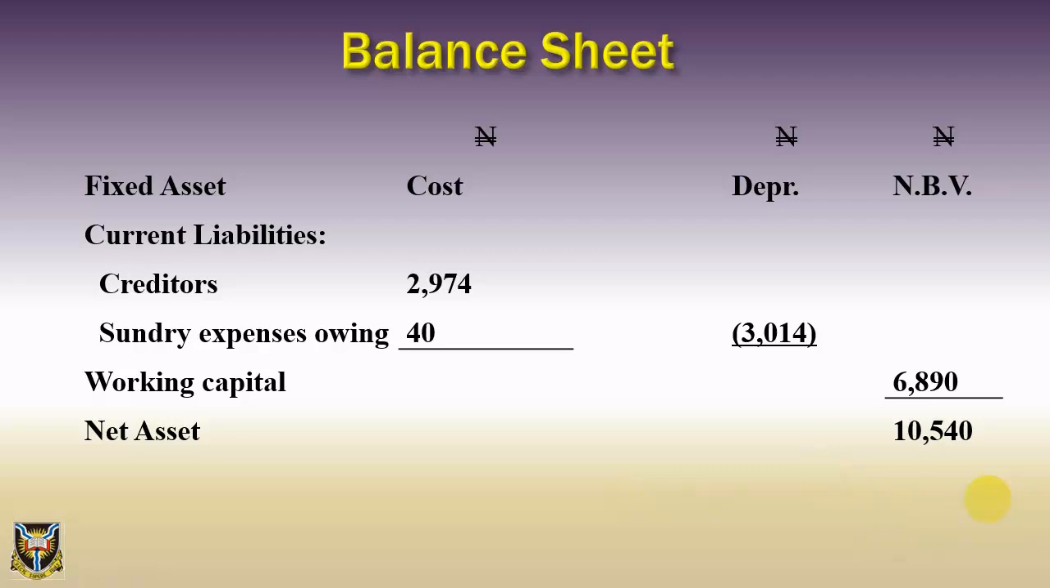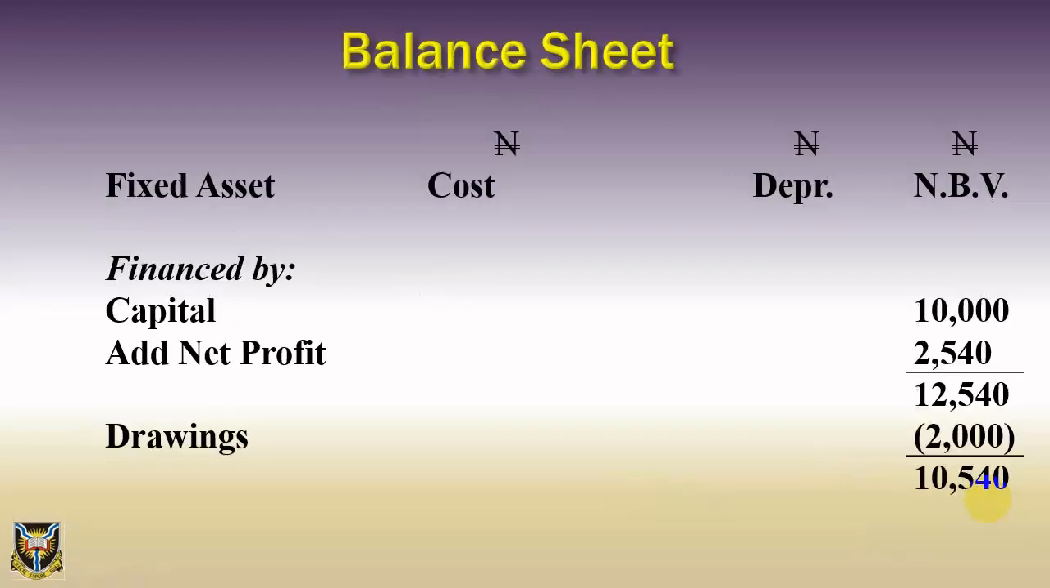Financed by capital 10,000. Add net profit 2,540, making 12,540. Less drawings 2,000, making 10,540. Summary.